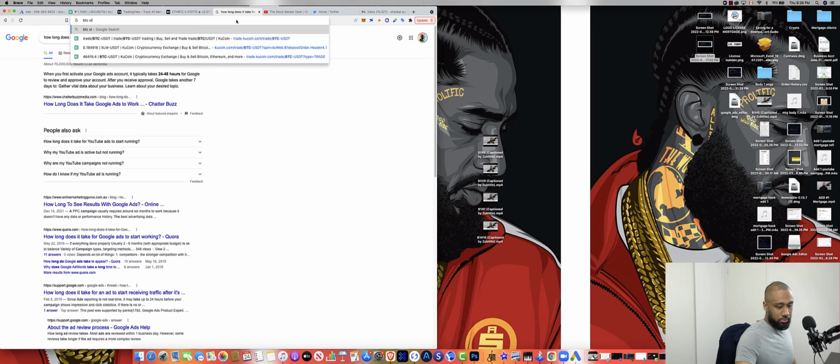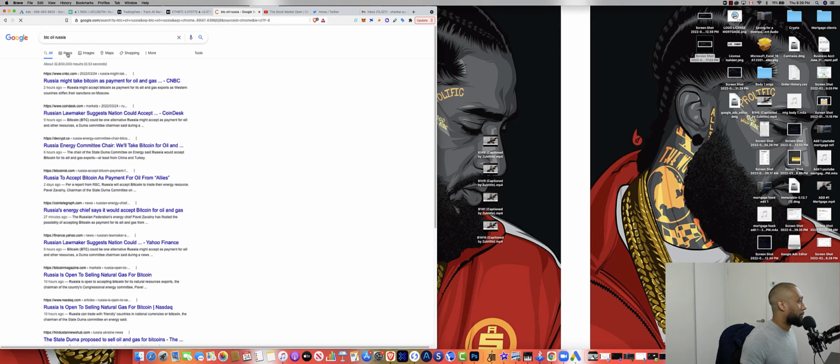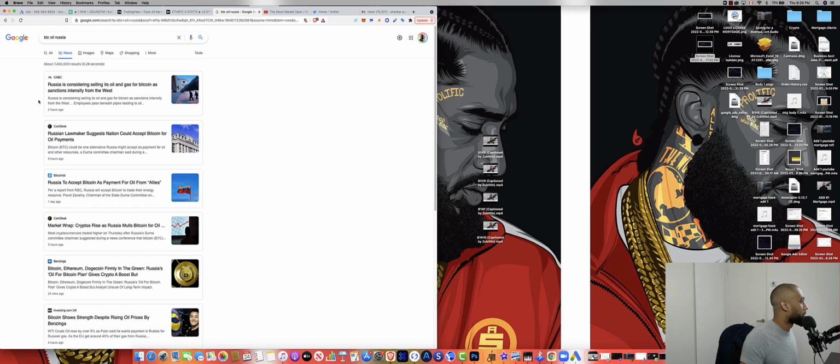So I just want to bring up some of these headlines here. Russia is considering selling its oil and gas for Bitcoin as sanctions intensify from the West. Russian lawmakers suggest nation could accept Bitcoin for oil payments. So this may have been the reason why Bitcoin pumped in cryptocurrencies, but you have to understand that the U.S. currency is the petrodollar.